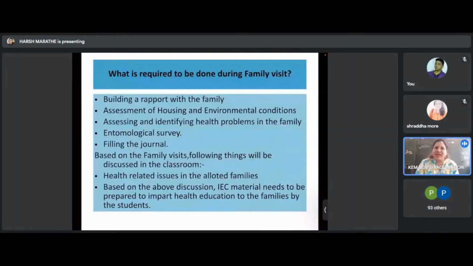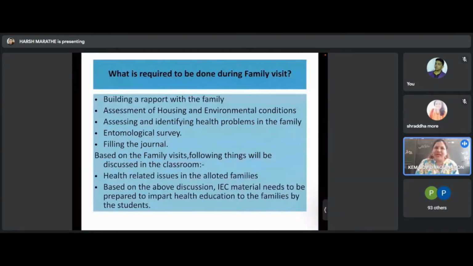And now what is done after during this family visits? The following things will be discussed in the classroom. So what is discussed? The health related issues. Each and every student who is allotted a family has to discuss their family's health related issues. And based on that discussion, what IEC material needs to be prepared, IEC meaning information, education, communication, or the health education material.